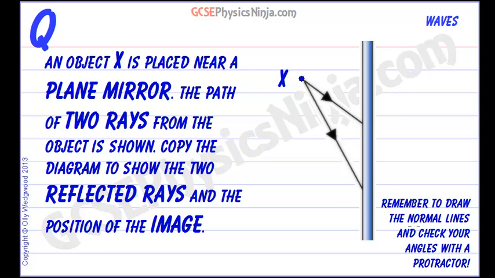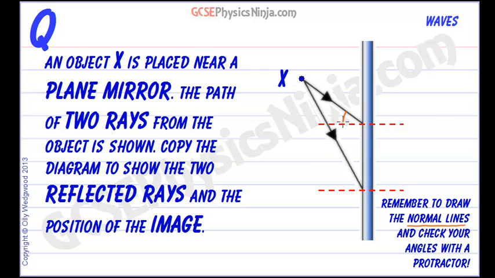So we're going to use our normal lines and our protractor to measure the angle of incidence, that's the incident ray, the one that comes in, and the angle of reflection to find the reflected rays as they come out. Okay, so let's look at the normal lines to start with. These are the lines which are at 90 degrees to the surface at the point where the rays are about to reflect.